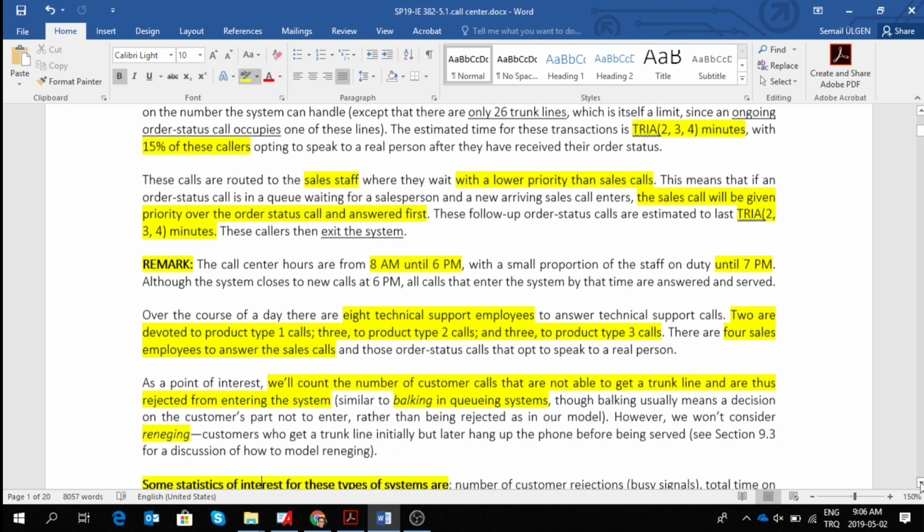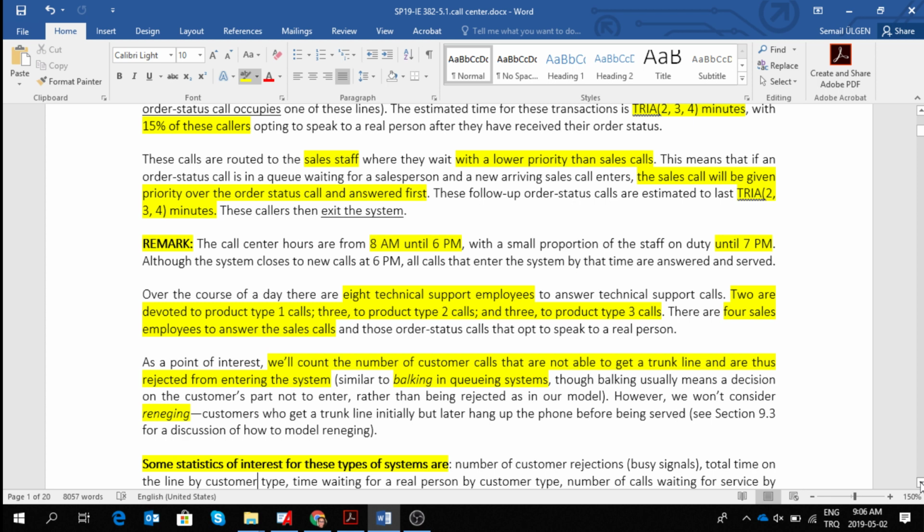So what are the resources in terms of employees? Over the course of a day, there are only 8 technical support employees to answer technical support calls. 2 of them are devoted to product type 1 calls, 3 of them are devoted to product type 2 calls, and the other 3 are left for product type 3 calls. There are also 4 sales employees to answer the sales calls. Those people are also going to help with the order status calls from customers who want to speak to a real person.